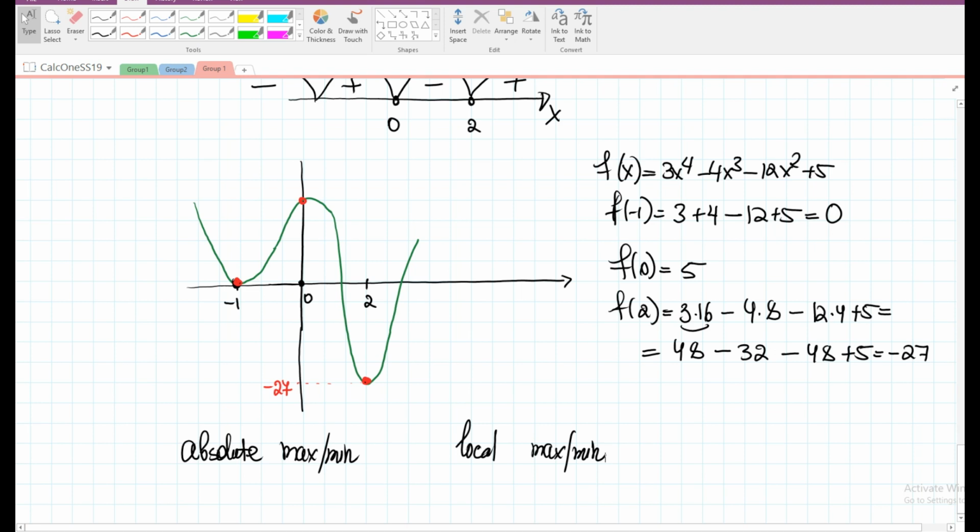Minus 27 is the absolute minimum. This one is a local minimum, right? So what is a local minimum? It is when your function is going down and up, but it is not the smallest. If your function is going up and down, but it is not the largest, it will be a local maximum. For example, this one is a local maximum because your function will increase there, bigger than this value. And here as well. So this is a local maximum because it goes up and down.